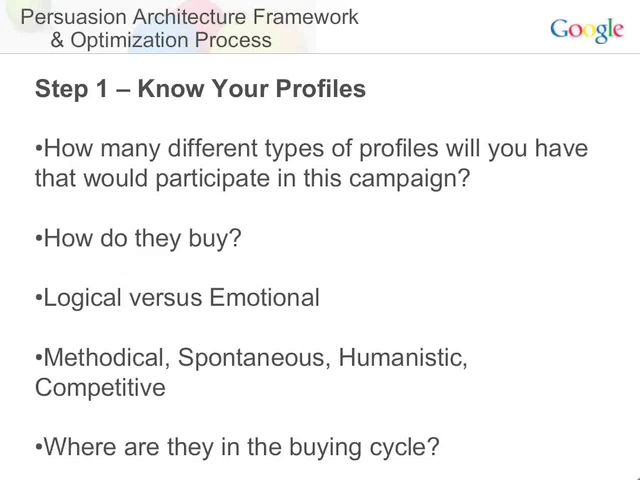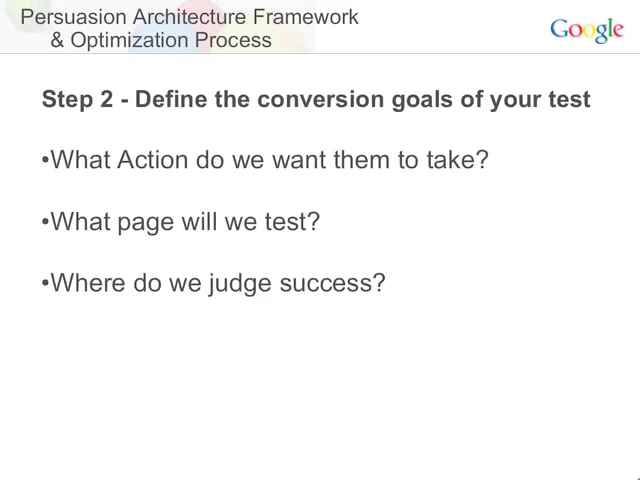The second one is define the conversion goals of your test. What's the action you actually want people to take, right? Figure out what page we're going to test, and Tom talked about that a little bit earlier, those high-profile pages, and then determine where we're going to determine success. What's the success page? Is it just clicking on a button? Well, Google Optimizer can let you do that. Is it time spent? Or is it completing a purchase or filling out a form to become a lead? Any of those are fine. Just decide what they are.